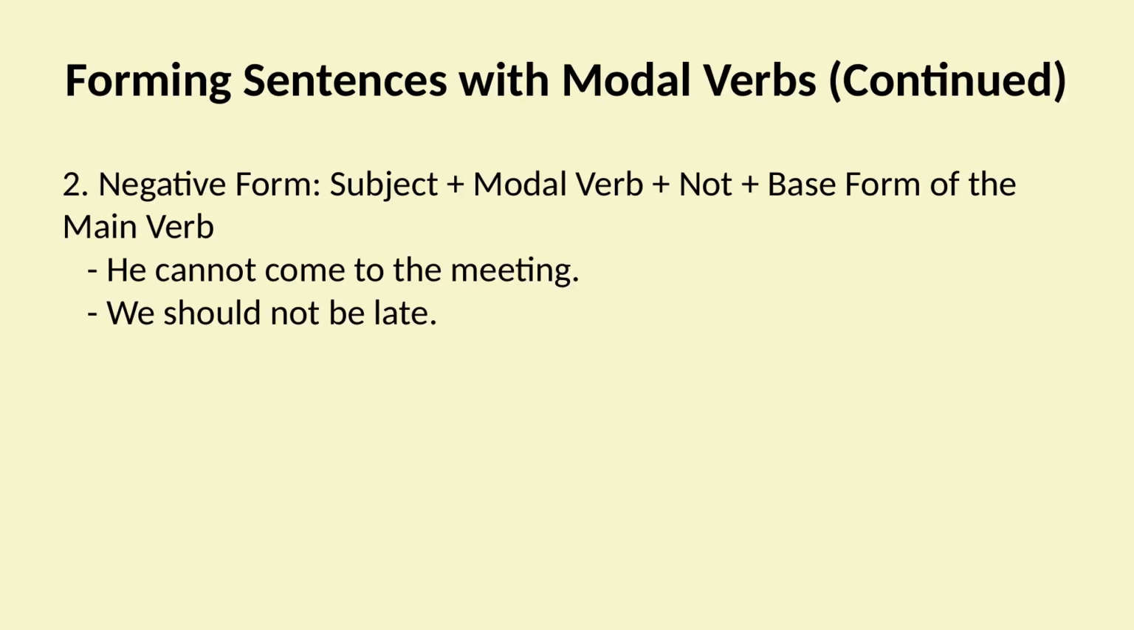For negative sentences: 2. Negative form: subject, modal verb, not, base form of the main verb. He cannot come to the meeting. Here, cannot is the negative form of can. We should not be late. Here, should not is the negative form of should.